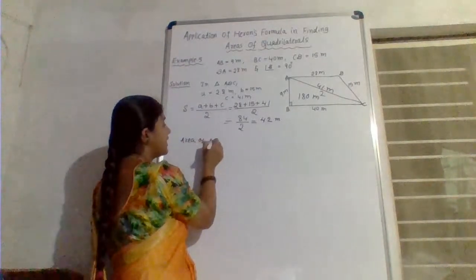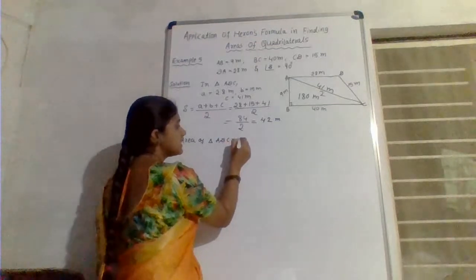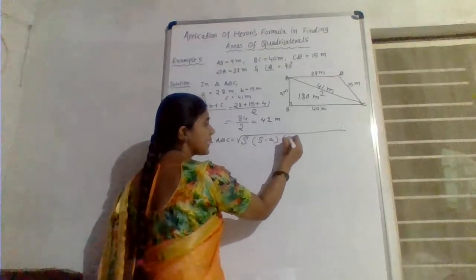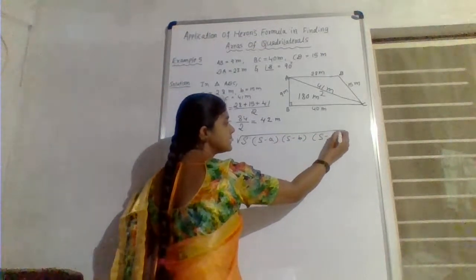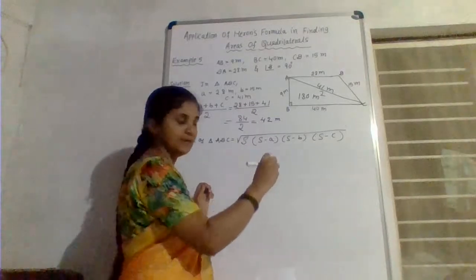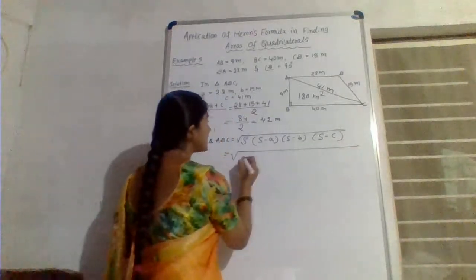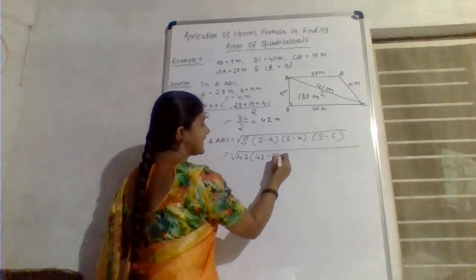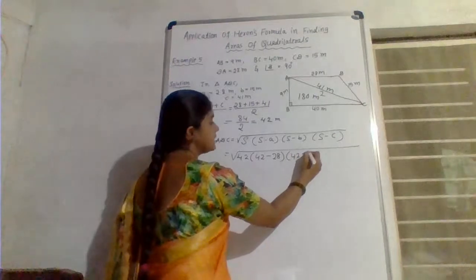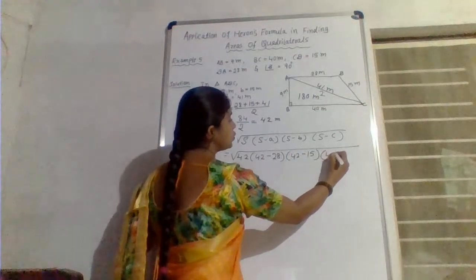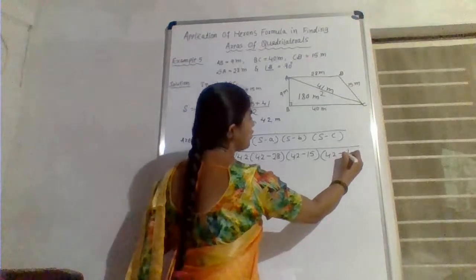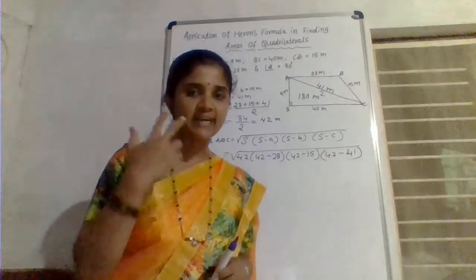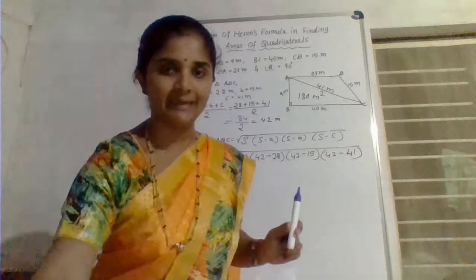So area of triangle ADC is equal to the formula square root of S into S minus A into S minus B into S minus C. Once you have to write the formula neatly. Then square root of S, the value is 42. Then 42 minus A is 28. Then 42 minus B is 15. Then 42 minus C is which one? 41. So got the idea of this substitution now. So A, B, C and S values we have to substitute neatly.